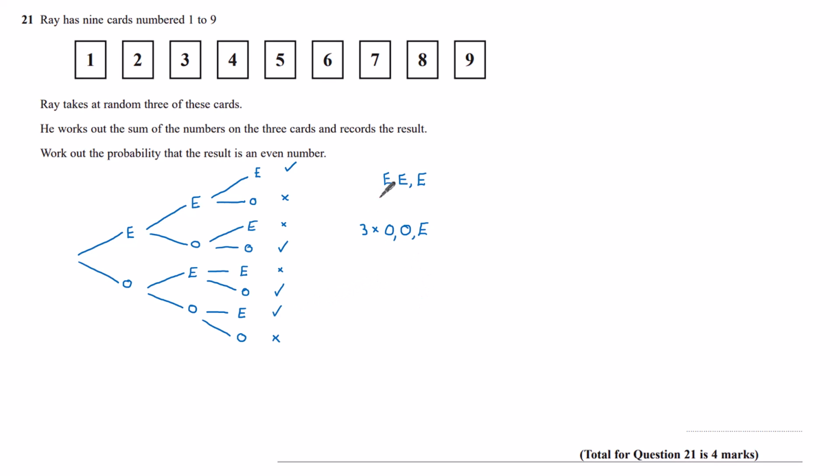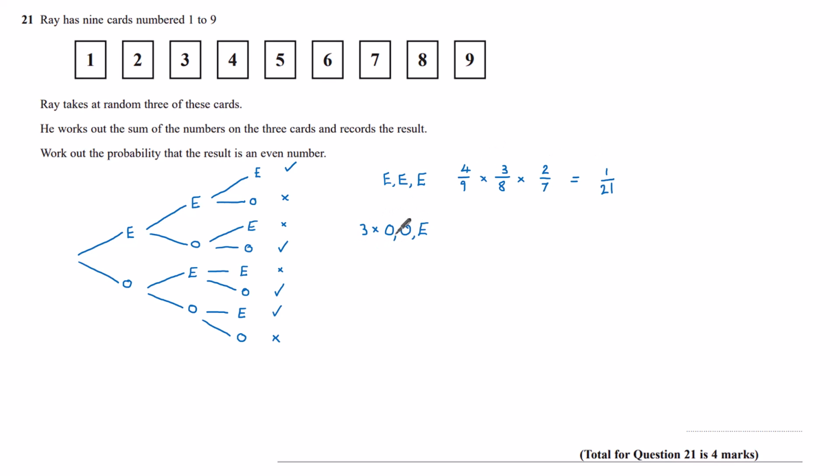And so the probability of even is 4/9, because there are 4 even cards, but there are 9 in total, multiplied by the second even card that he takes out. There's now only 3 even cards, and there's 8 cards left. And the third even card, there's now only 2 out of 7. 4/9 times 3/8 times 2/7 is 1/21.